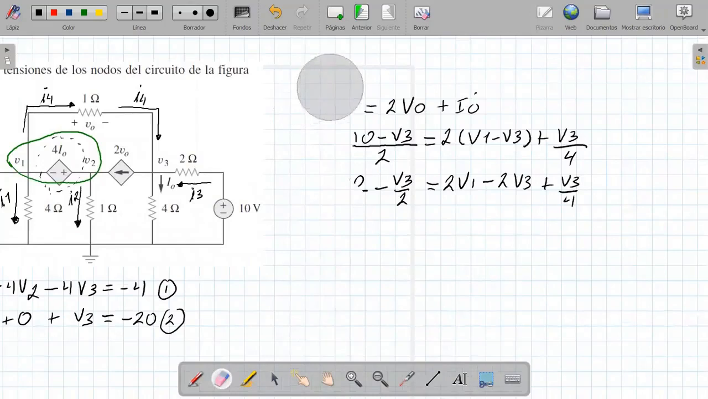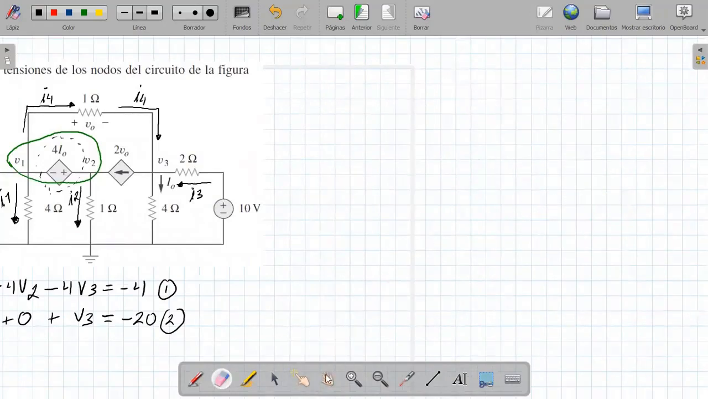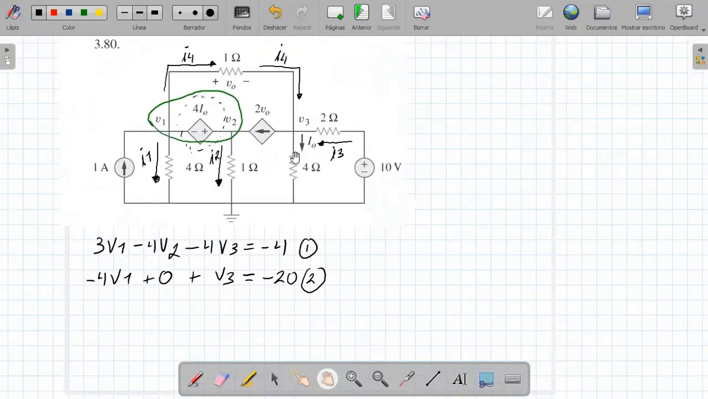Now, since there are three variables, I'm going to save that first one here. Here are two equations with three unknowns. I need a third equation. It is always taken from the supernode. How can we get that? Well, we can do it by taking out a KVL.